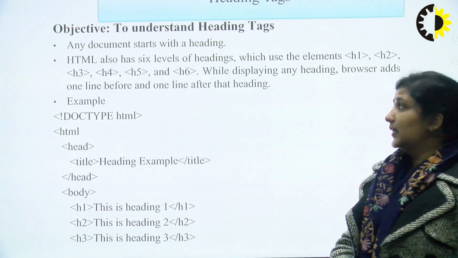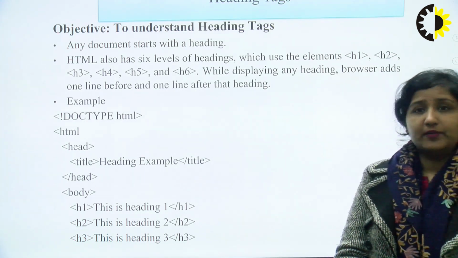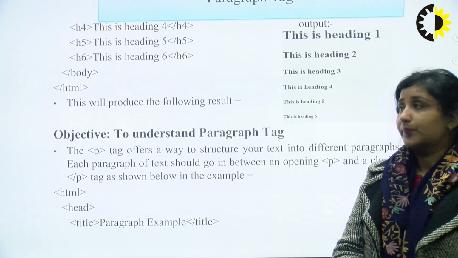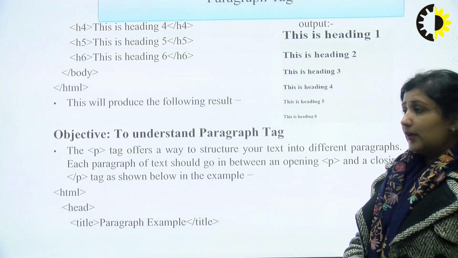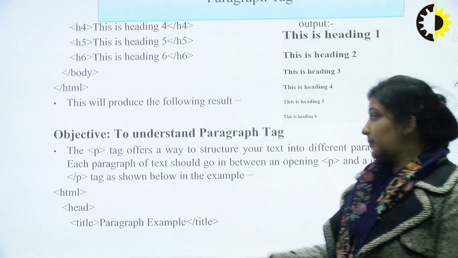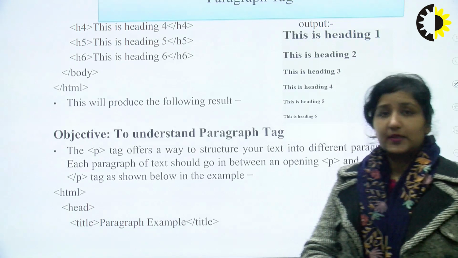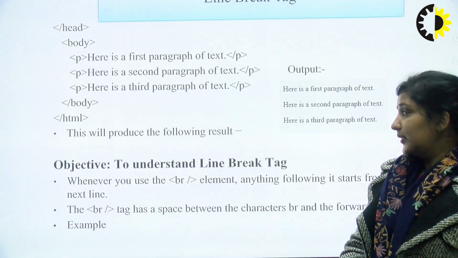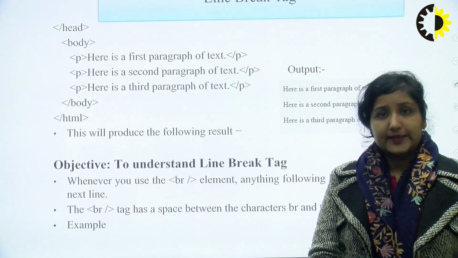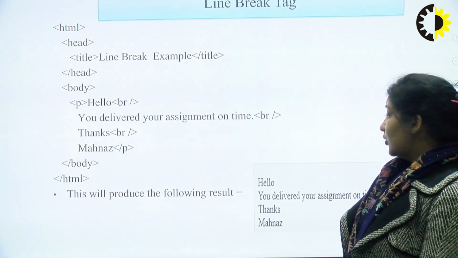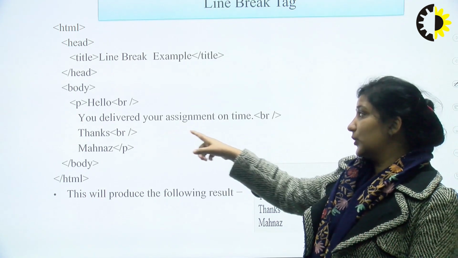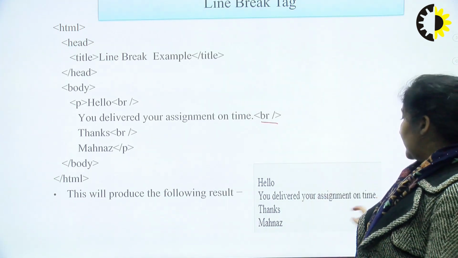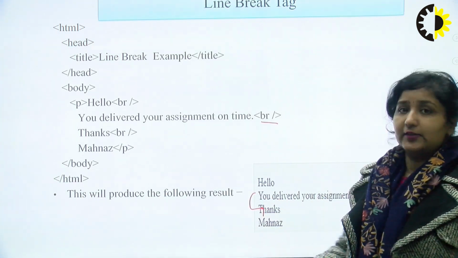This is a heading tag. Headings H1 to H6 we can have. H1 means much bolder and H6 is the smaller. Now similarly, the paragraph tag. To make a paragraph we use this P tag. P tag is again a paired tag since it also needs to be closed. Then the line break tag. The line break tag is used to come to the next line. So this is how it will work, like I have written over here, hello, you delivered your assignment on time. And then I have created this BR, which means the line break. It will come to the next line, thanks, and then it will be printed.